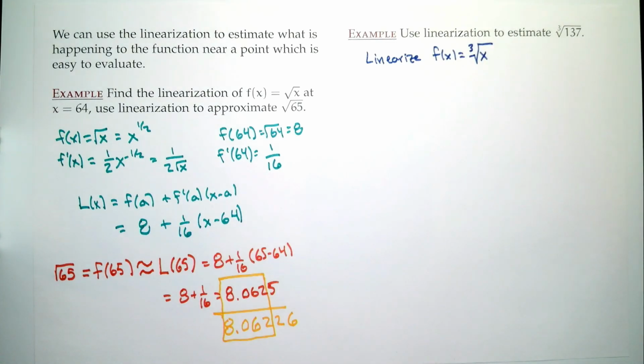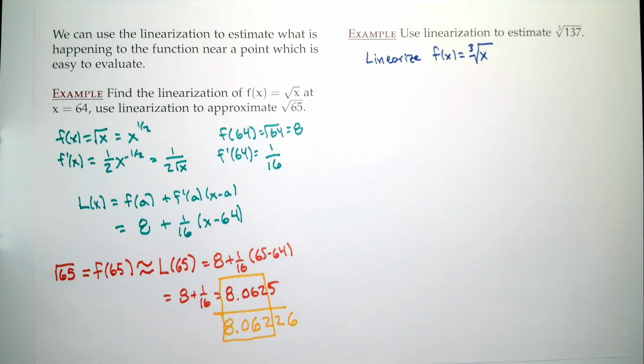Now, that's not quite enough to finish off the problem about what we need to do, because not only do we need to know what to linearize, we need to know where to linearize. So now we've got to start thinking, is there some number reasonably close to 137 which has a nice cubed root? So start thinking about your cubes.